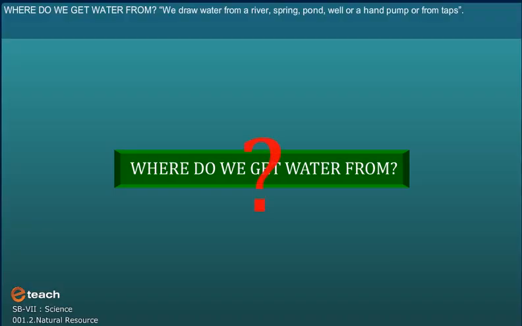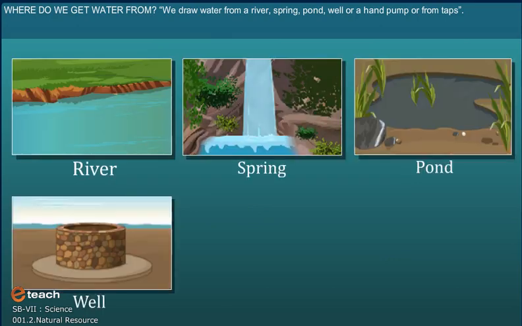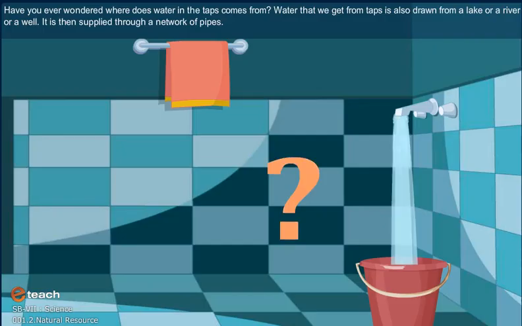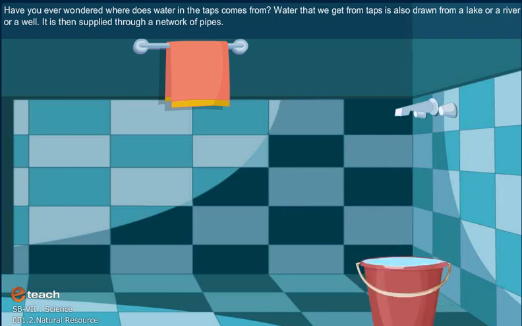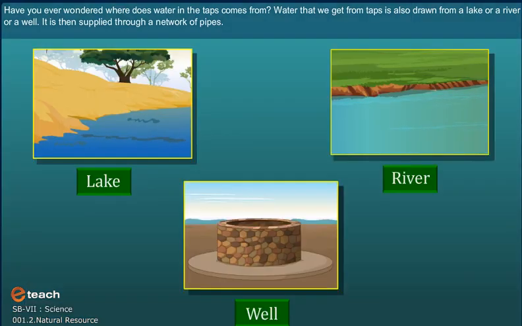Where do we get water from? We draw water from a river, spring, pond, well, or a hand pump, or from taps. Have you ever wondered where the water in the taps comes from? Water that we get from taps is also drawn from a lake or a river or a well. It is then supplied through a network of pipes.